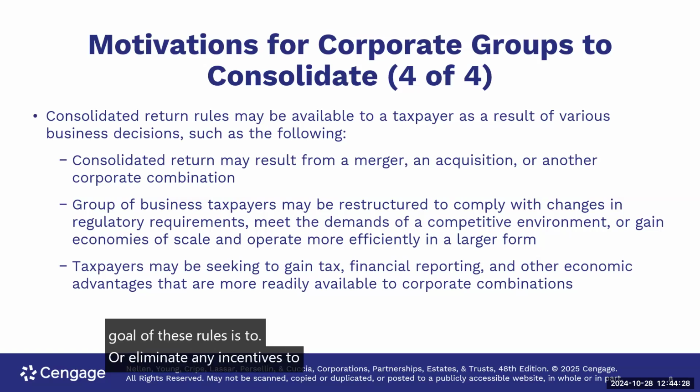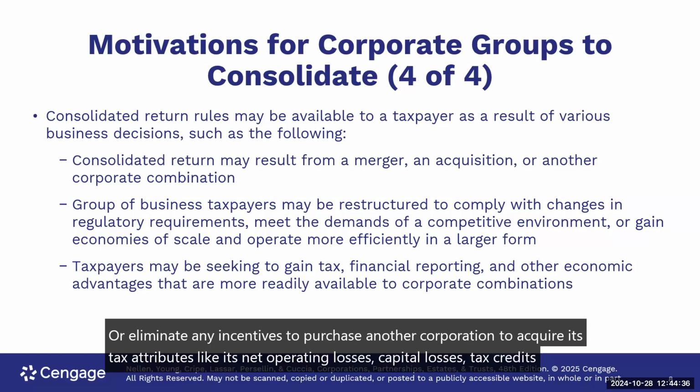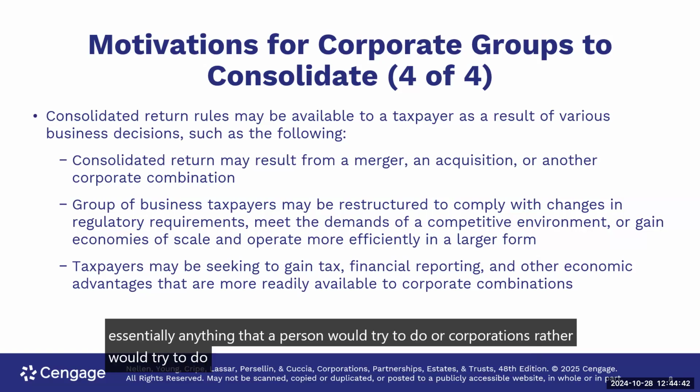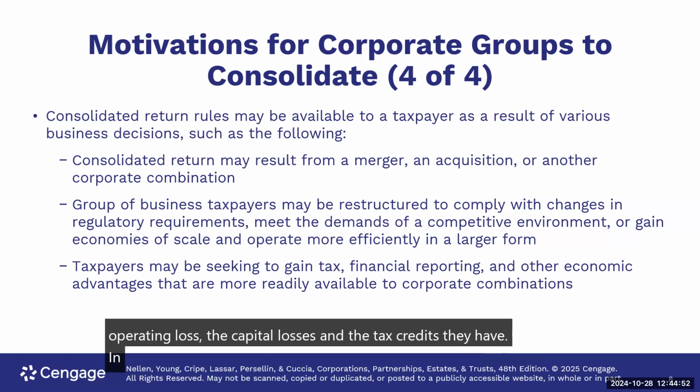So the second goal of these rules is to limit or eliminate any incentives to purchase another corporation to acquire its tax attributes, like its net operating losses, capital losses, tax credits, essentially anything that corporations would try to do just to ultimately pay less in taxes, because the net operating loss, the capital losses, and the tax credits have an effect on what the tax liability to Uncle Sam would be.